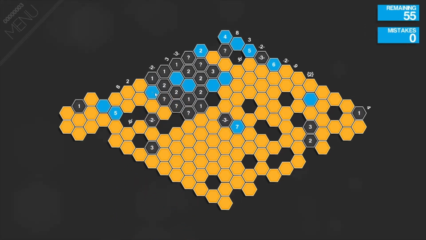This 2 only has 2 touching it. This 1 is satisfied. Now this 2 with the dashes, same logic as before. There are 2 bombs within this column.